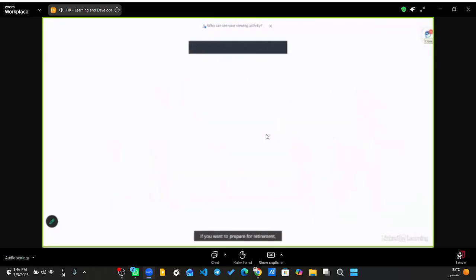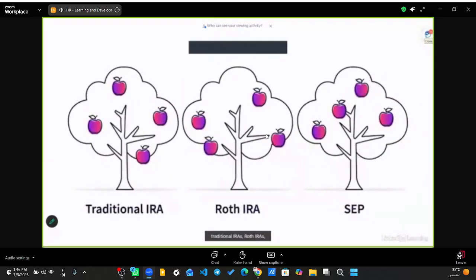If you want to prepare for retirement, traditional IRAs, Roth IRAs, and SEP IRAs can be good options. These IRAs can be set up through a standard brokerage account with anyone from Morgan Stanley to E-Trade. So if you think they might be right for your unique needs, check with your broker on how to get started in setting one up.